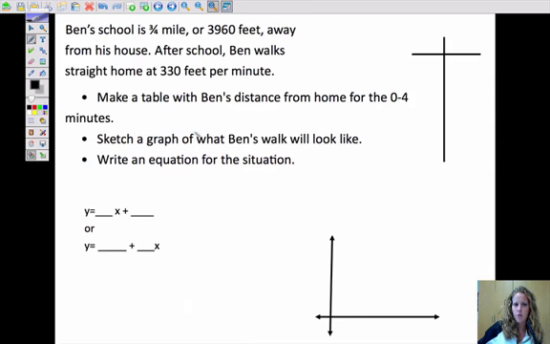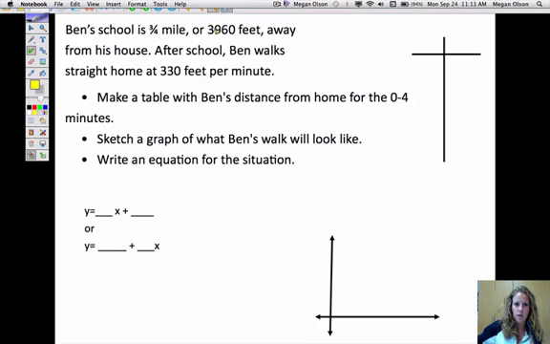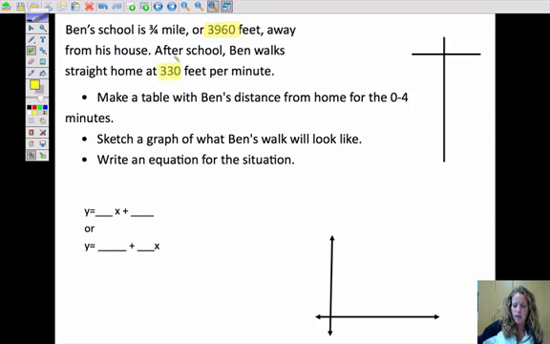So pause the video. All right, so he starts 3,960 feet away, and then he goes 330 feet per minute. So I'm going to say this is a starting point, or a y-intercept, and this looks like a slope to me because it's feet per minute. So we're asked to make a table. So this is his distance away over, actually let's do minutes versus distance away.